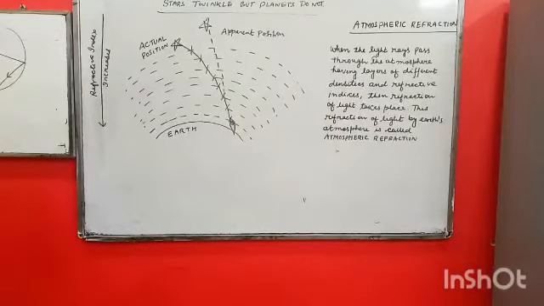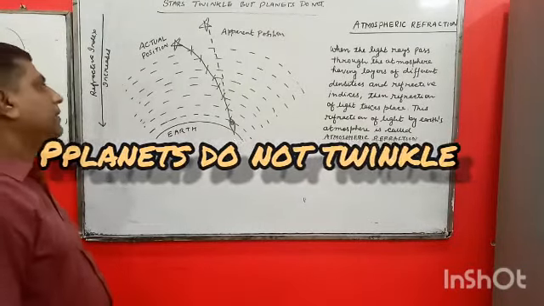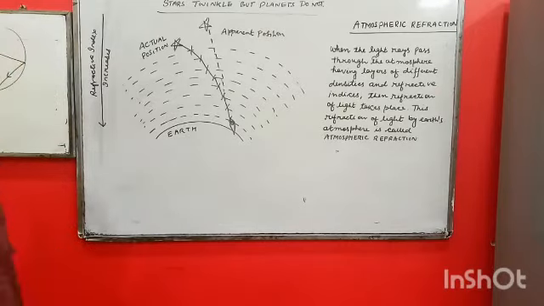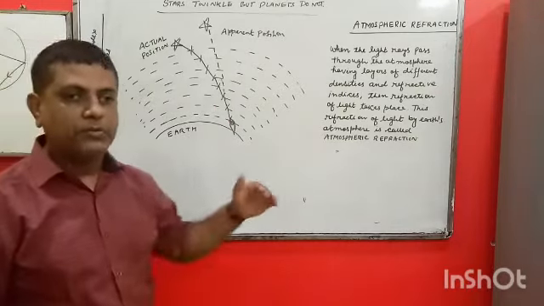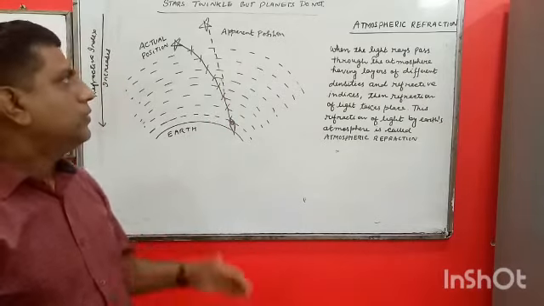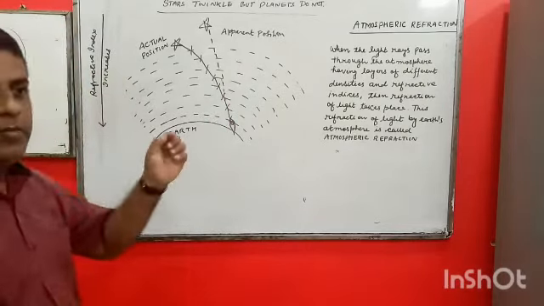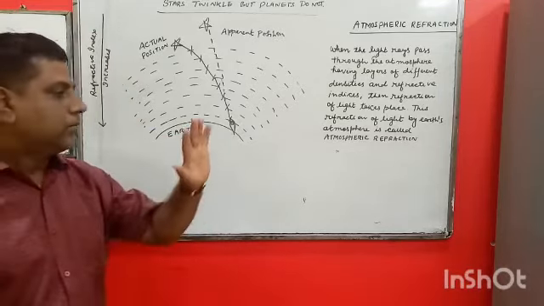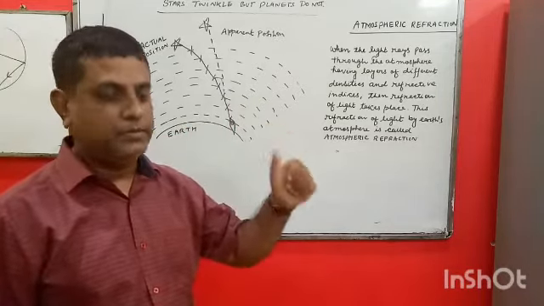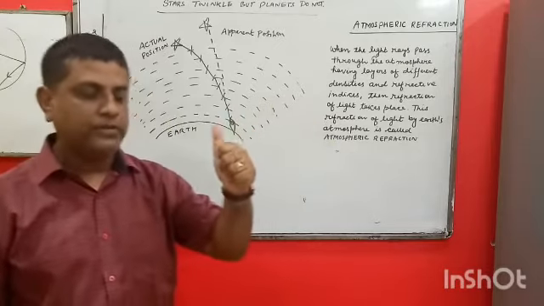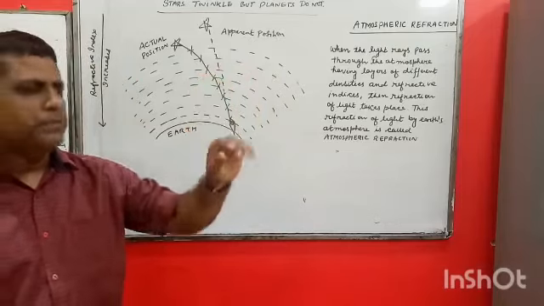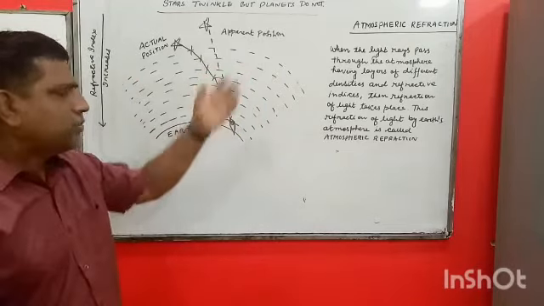So now, planets do not twinkle. Children, a star is far away from us, and a planet is nearer to the Earth. So for us, a star is a point source of light, and a planet is a collection of sources of light. Star is a single point source, and planet is a collection of sources. And moreover, planets do not have their own light.